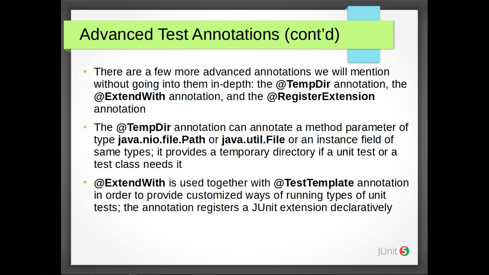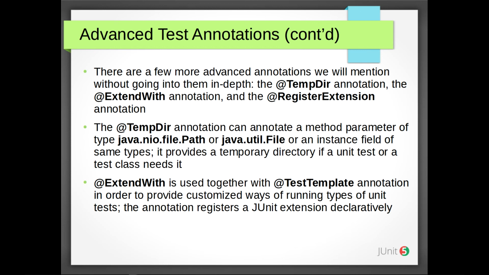The @TempDir annotation can annotate a method parameter of type Path or File, or an instance field of the same types. It provides a temporary directory if a unit test or a test class needs it. As of now, it is still an experimental annotation, but you can use it freely.